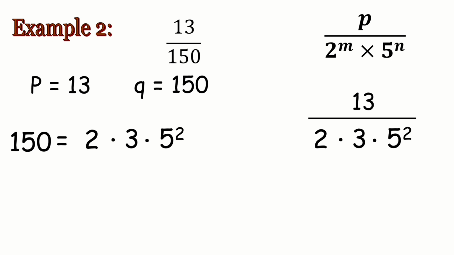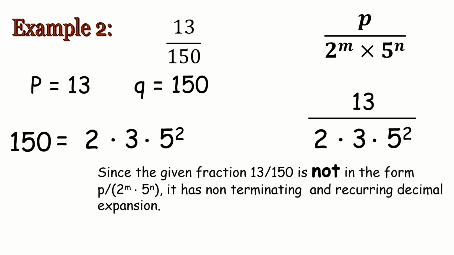Because 3 is not part of our formula. So, no. Since the given fraction, 13 over 150, is not in the form of P over 2 to the m times 5 to the n, it has a non-terminating and recurring decimal expansion. So this is a non-terminating decimal expansion. If you convert it to a decimal, it will not terminate. It will keep repeating, recurring and recurring.